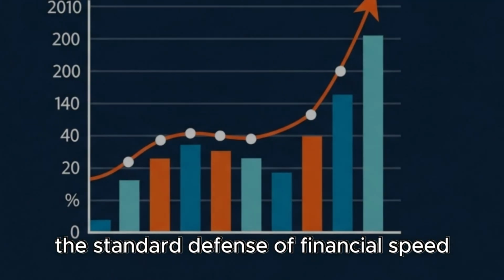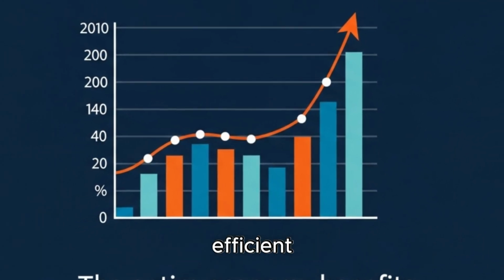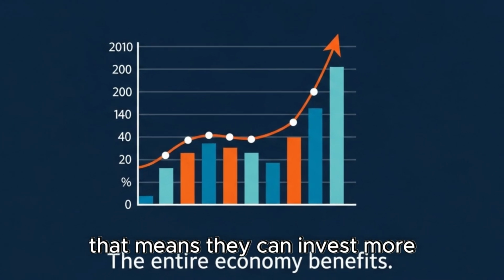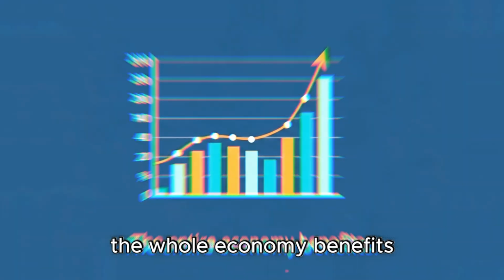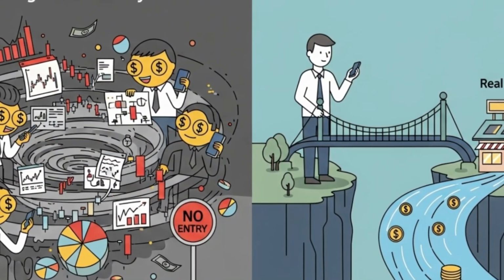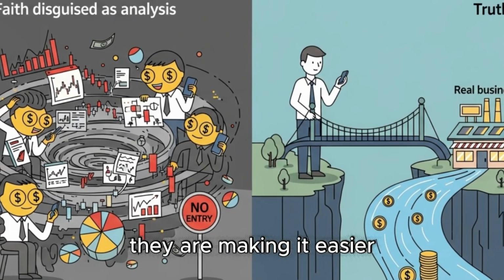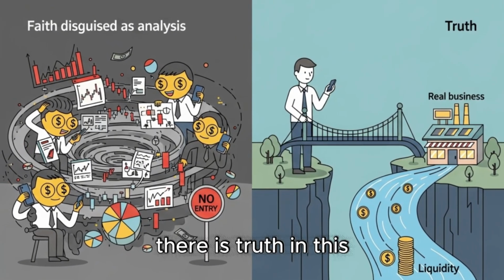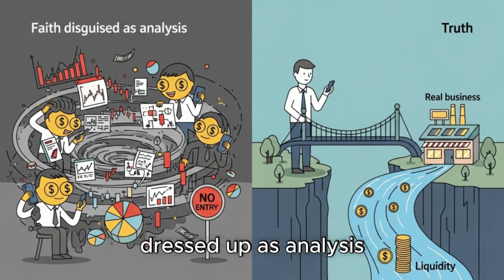The standard defense of financial speed goes something like this. Fast, efficient capital markets allow companies to raise money cheaply. That means they can invest more, hire more, innovate more. The whole economy benefits. The high-frequency traders and the currency speculators, annoying as they might seem, are actually providing liquidity. They are making it easier and cheaper for real businesses to operate. There's truth in this. There is also a great deal of faith dressed up as analysis.